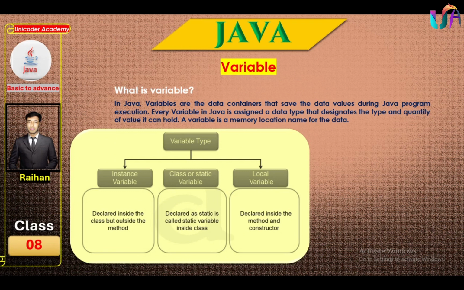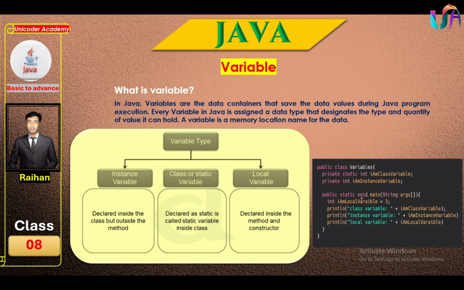The variable has three parts. Here we see the variable types. The first one is the instance variable, and next is the class or static variable, and the local variable. Okay, so now let's see where we include each variable in this Java program. Here you see on my right-hand side is another picture.